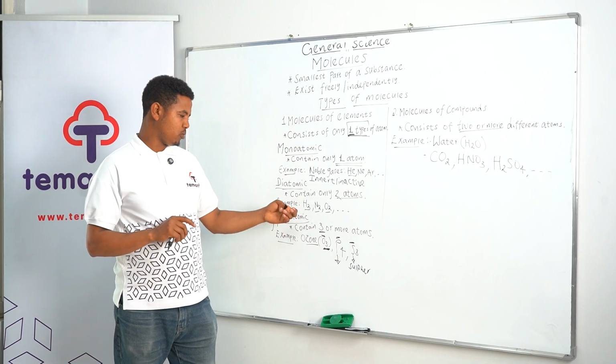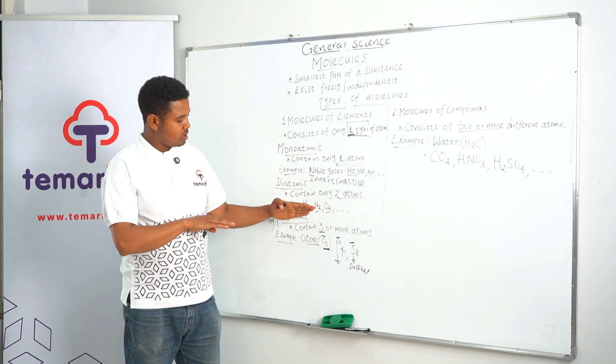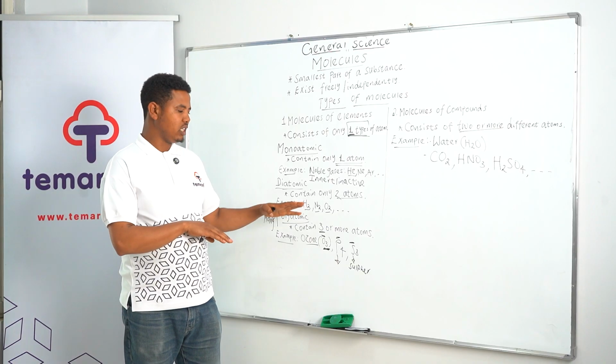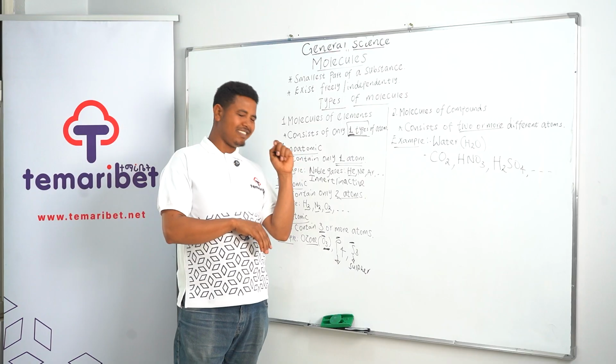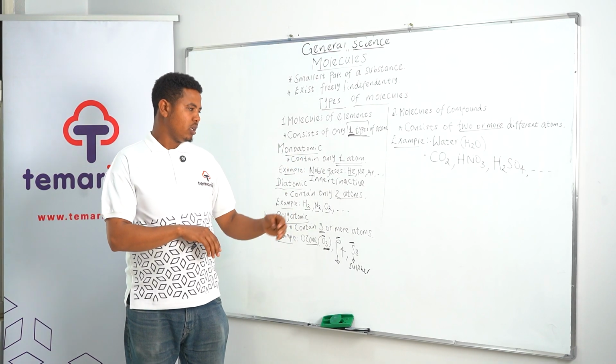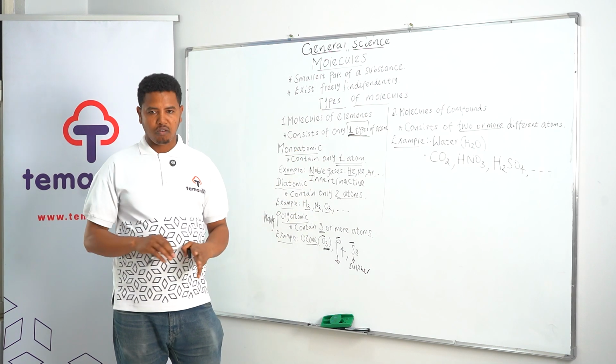When you come to the diatomic H, only N, only O. So there is no other atom joined here. Only the number of atoms is different. When you come to the monatomic, they contain only a single symbol and single atom. So all these are molecules of elements.